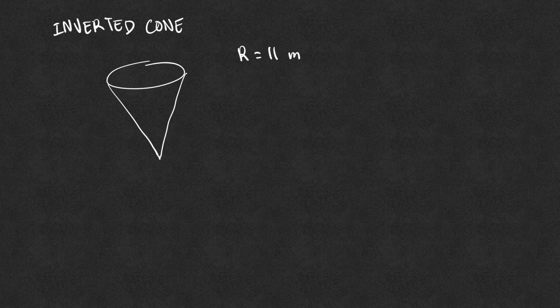An inverted cone is a cone that is drawn with the rounded part on top with the pointed apex facing down. For this discussion, suppose this inverted cone has a radius of 11 meters and a height of 29 meters. What this means is that the radius of the circle that we drew on top is 11 meters, and the distance from the top all the way to the bottom is 29 meters.